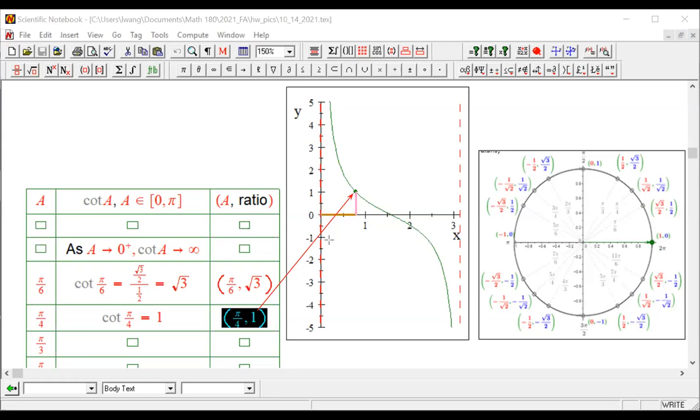Pi over 6, you punch in the calculator, you get approximately what? You get more than half, right? So that orange would be something like this, right? More than half. So it's going to be something like that, right? That's half, more than half. And root 3, which is you do the pi over 6, we're going to take the red number, divide by the blue number, you get root 3.